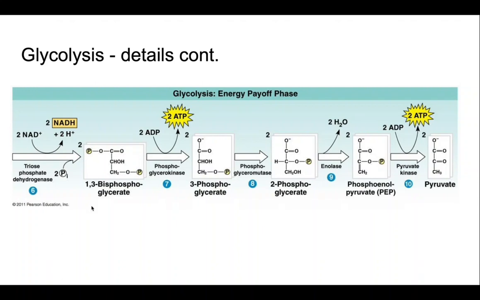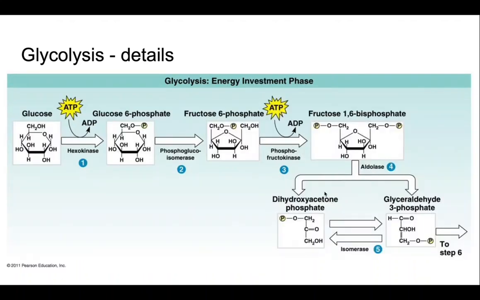So here we're going to incorporate some inorganic phosphate and move some electrons. So we're going to have 2 NAD pluses become 2 NADHs. At this point, you have 2 of everything. So back here, you split this in half, essentially made 2 glyceraldehyde 3-phosphates. So everything else down the cycle, there's 2 of them.